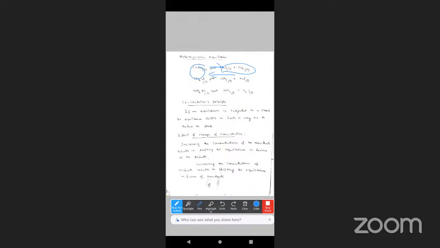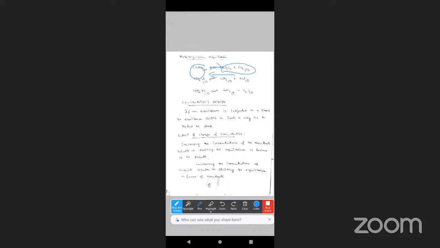Then heterogeneous equilibria. Look at that. Decomposition of calcium carbonate, which is in solid state, gives calcium oxide and carbon dioxide. Calcium oxide is solid, carbon dioxide is gas. Because the reactant and products are in different phases, it is called heterogeneous, and it is a reversible process. Here, the decomposition of calcium carbonate is the forward step, and when the calcium oxide and carbon dioxide combine, it gives calcium carbonate. That is the reverse step.